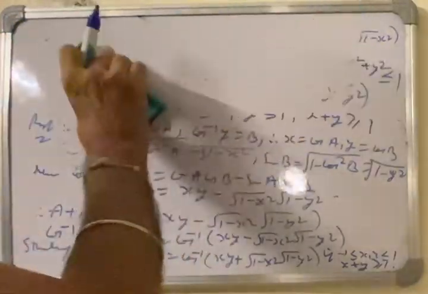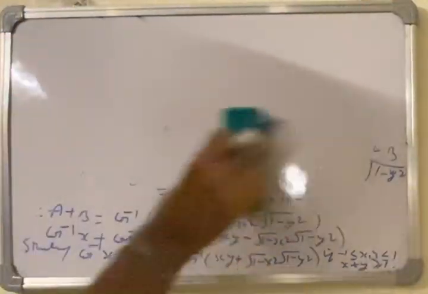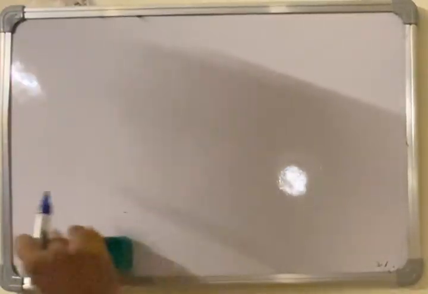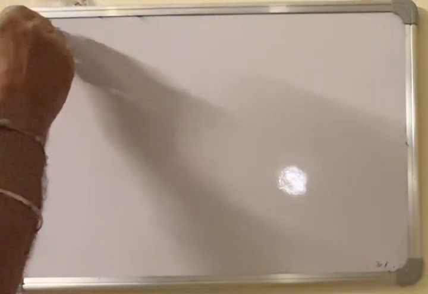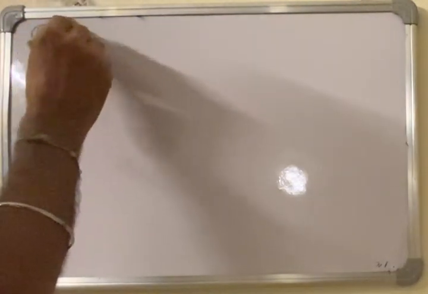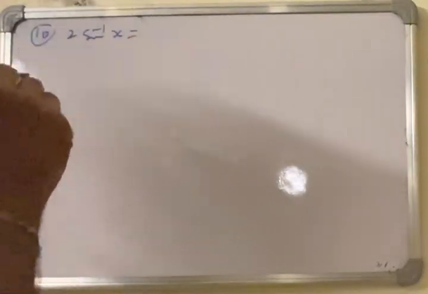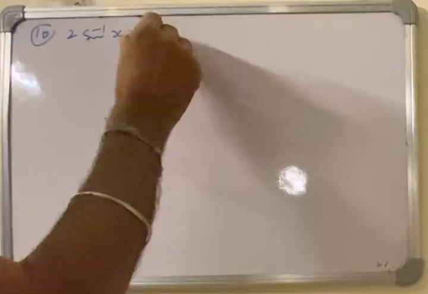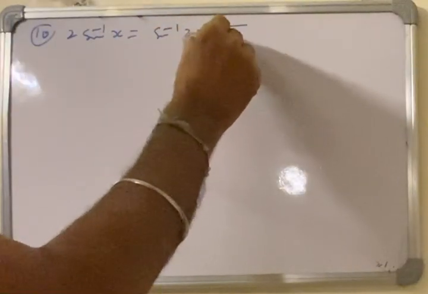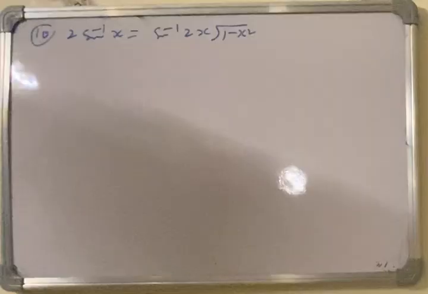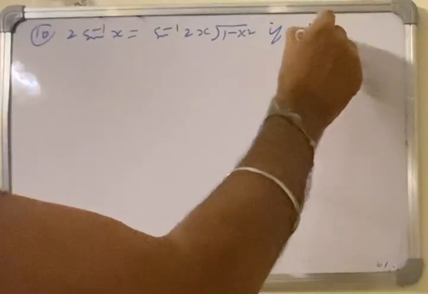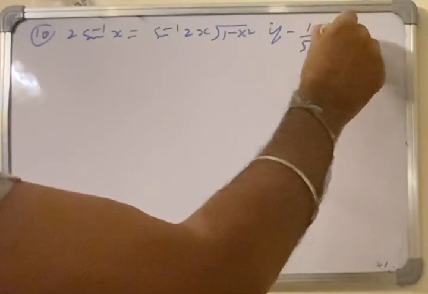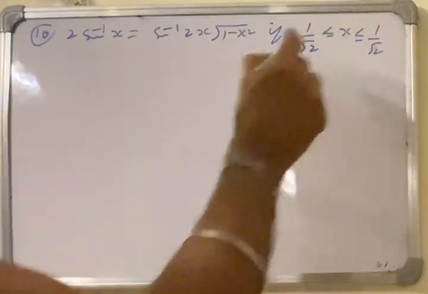Next property, tenth property: 2 sine inverse x is equal to sine inverse 2x into square root of 1 minus x square, if minus 1 over under root 2 is less than equal to x less than equal to 1 over under root 2.